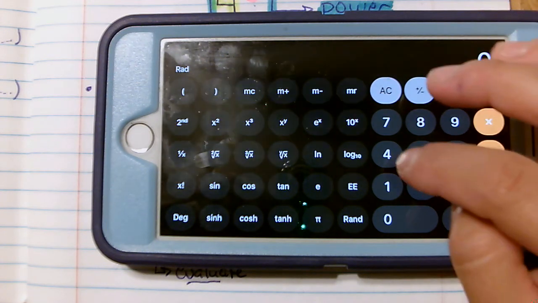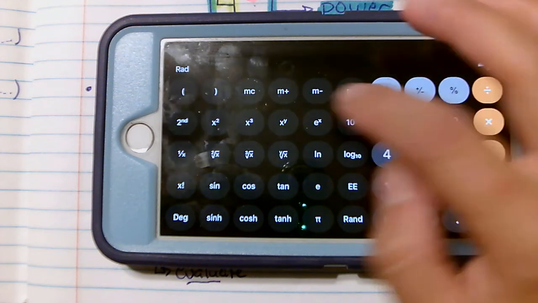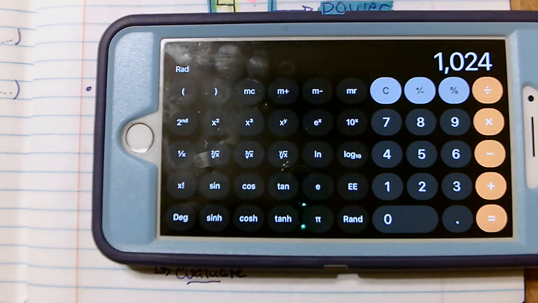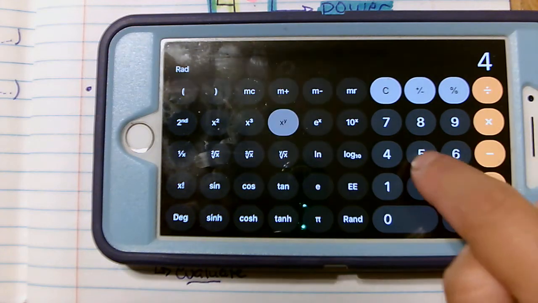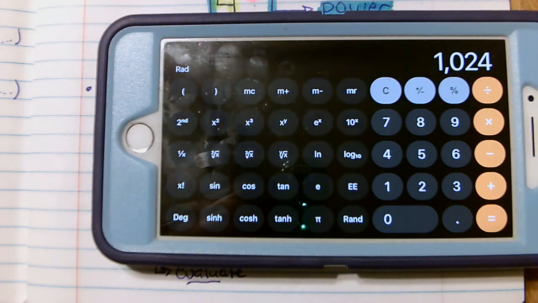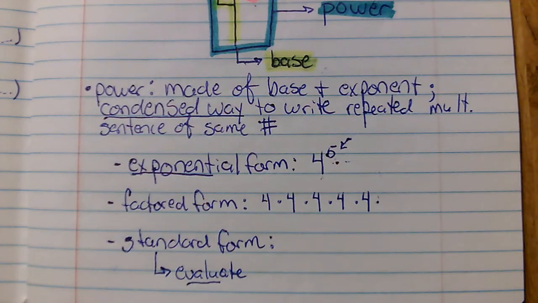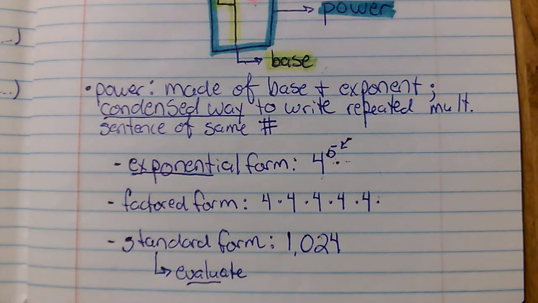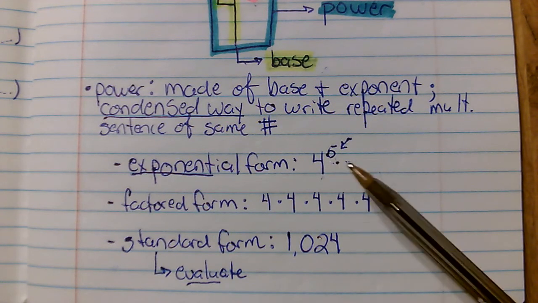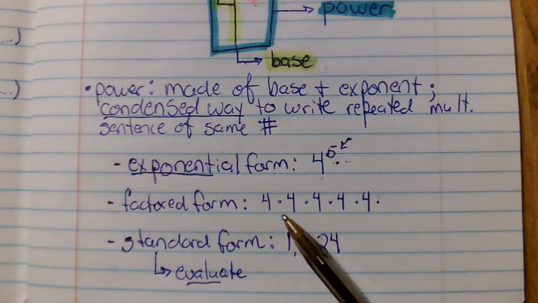I think my calculator was wrong. 4 to the 5th power. There we go. I think I hit an extra button there, guys. Sorry about that. So, let me just show you that one more time. 4 to the 5th power is going to be 1024. Okay? So, each of these things, 4 to the 5th power, 4 times 4 times 4 times 4 times 4, 1024, all represent the same amount. They're just written in 3 different ways.